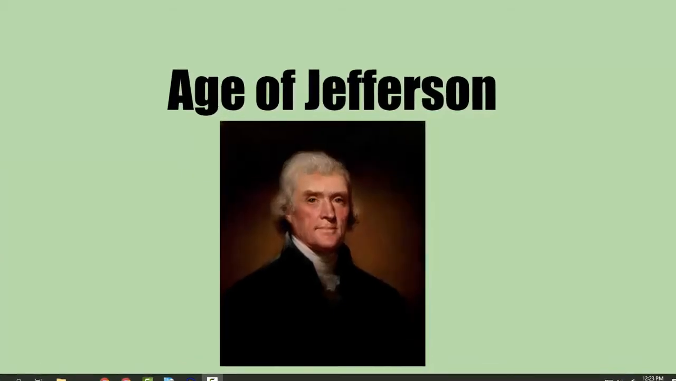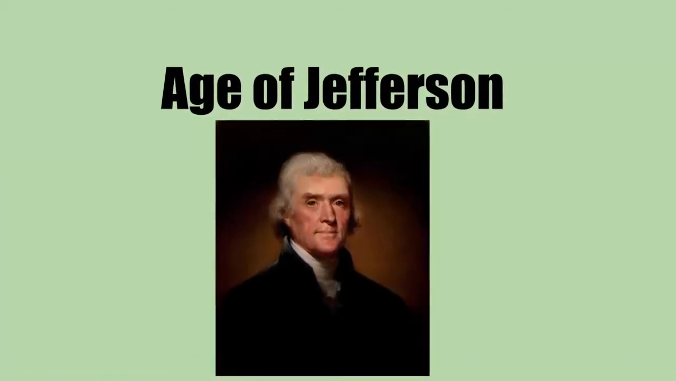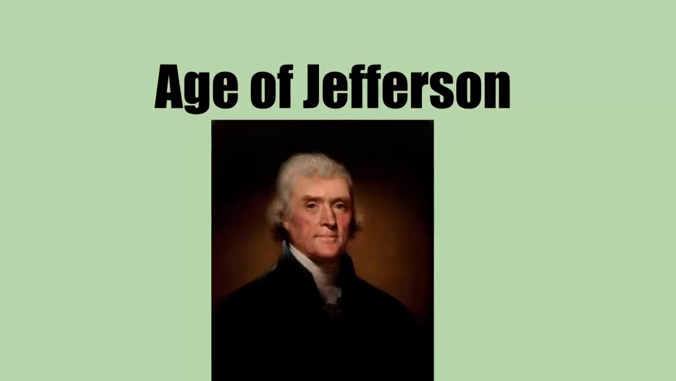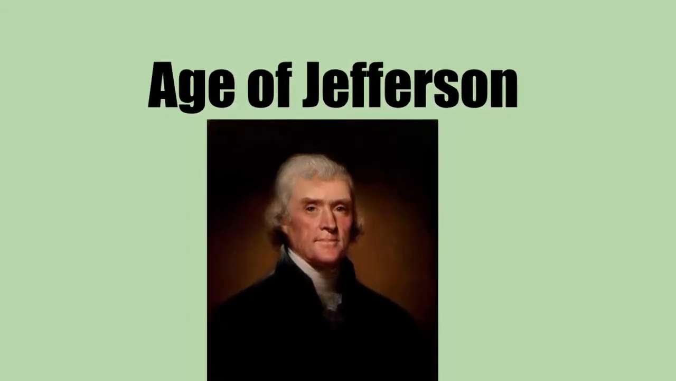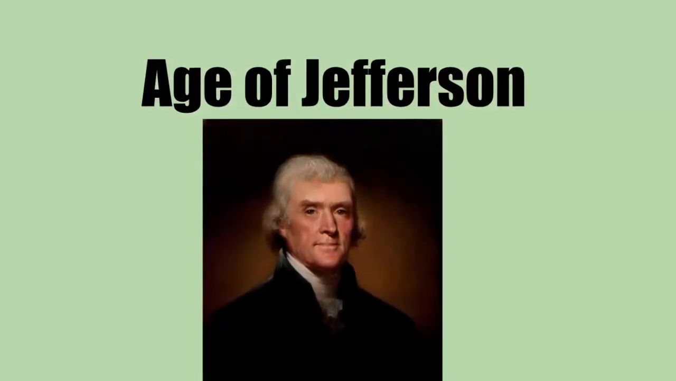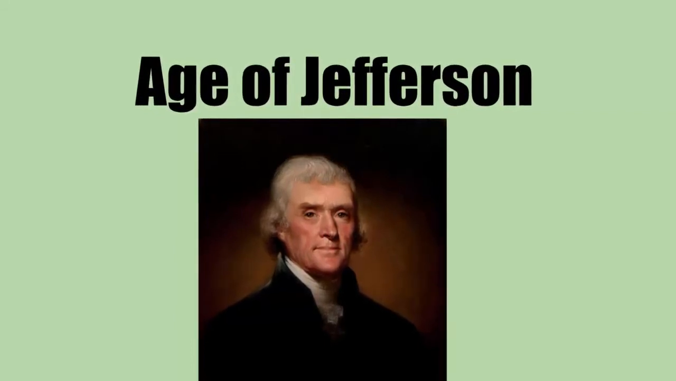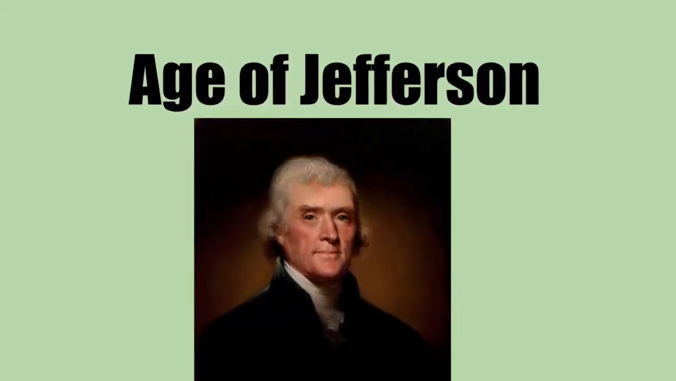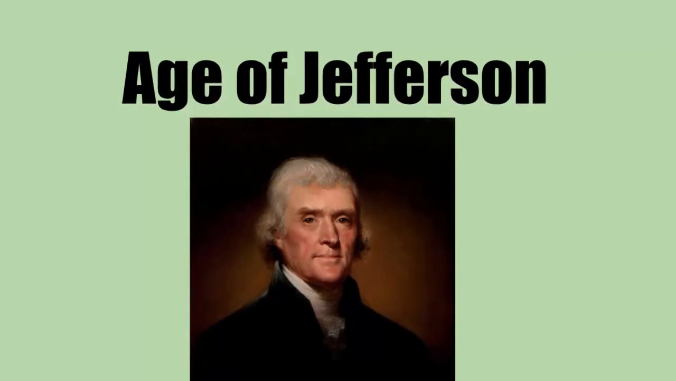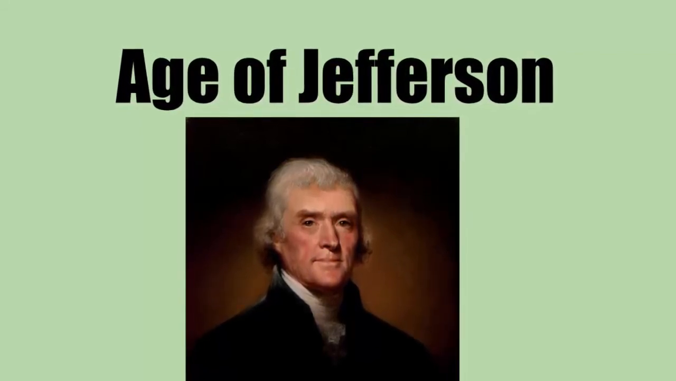This is the presentation over period 4, which covers the presidency of Thomas Jefferson through Andrew Jackson. It covers the years 1800 to 1848. And we're going to start by looking just at the political aspects of this era. It really is broken into 3 distinct time periods.